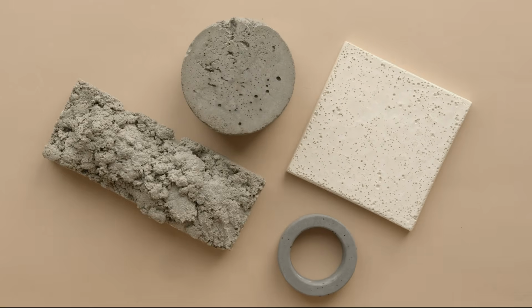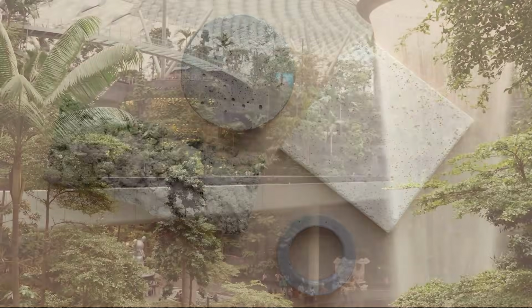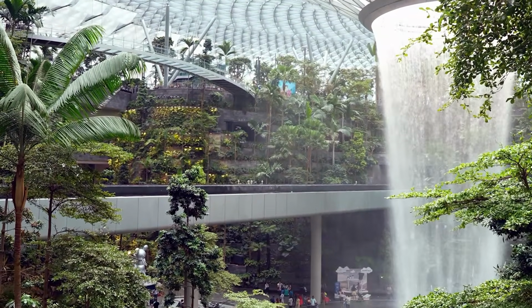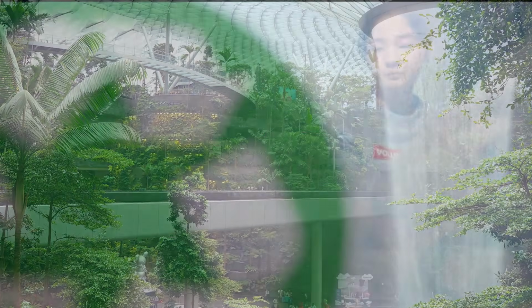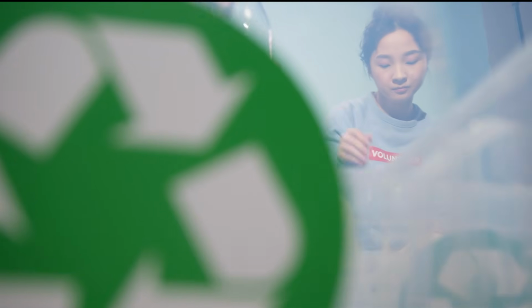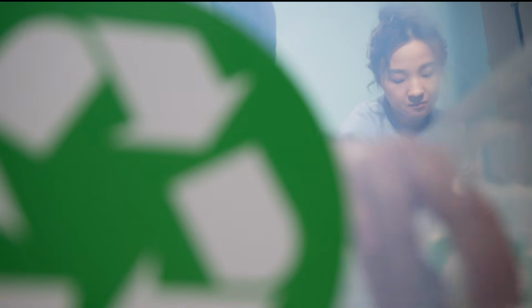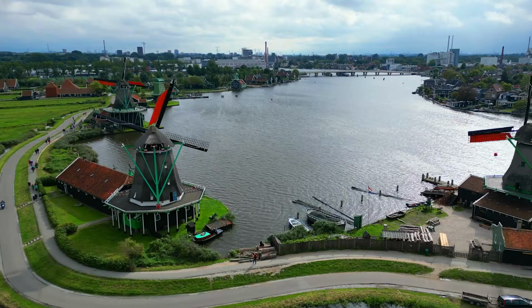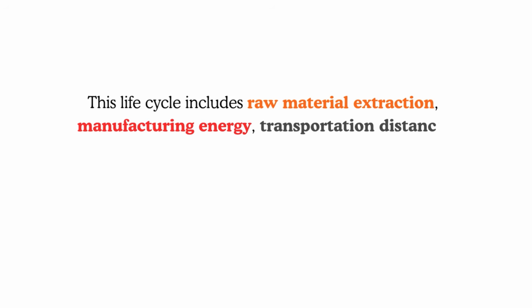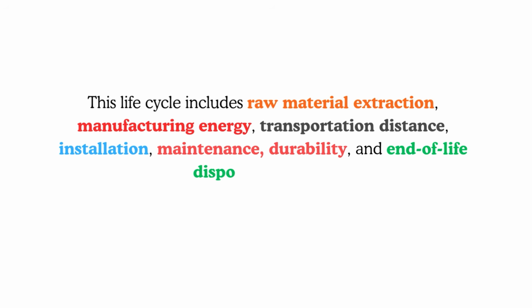What makes a material sustainable? Before discussing specific sustainable building materials, it is important to understand what sustainability actually means in construction. A material is not sustainable simply because it is natural, recycled, or marketed as eco-friendly. Sustainability in construction is measured through the entire life cycle of a material. This life cycle includes raw material extraction, manufacturing energy, transportation distance, installation, maintenance, durability, and end-of-life disposal or reuse.